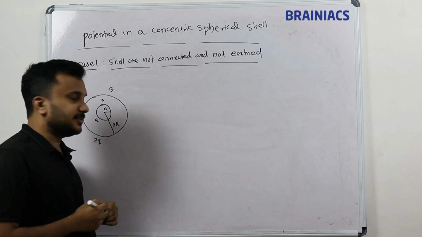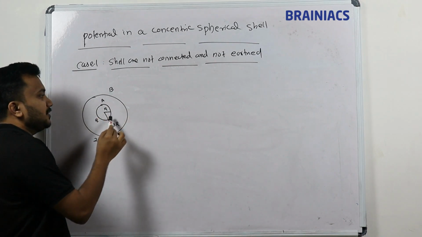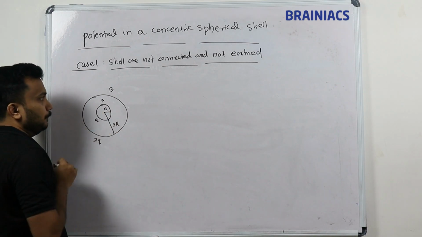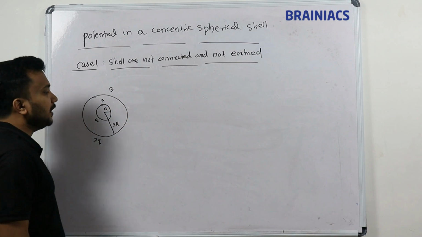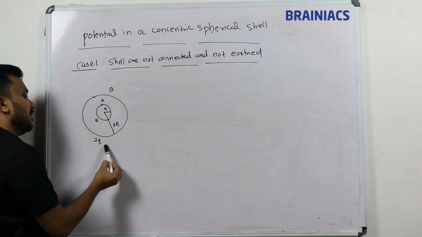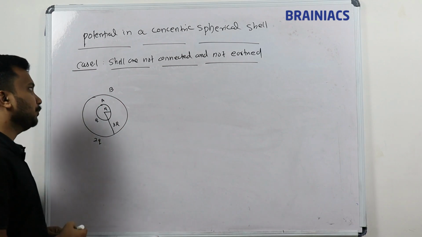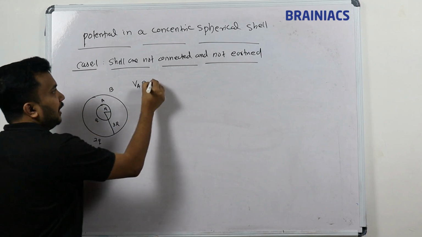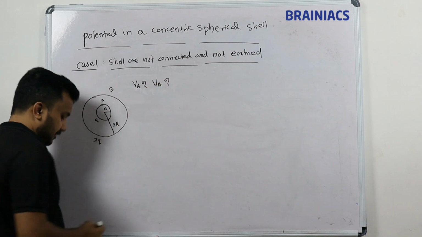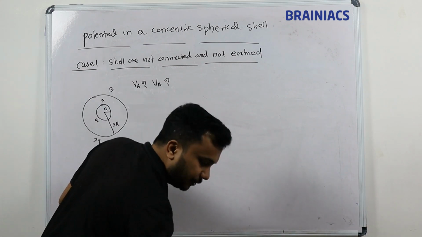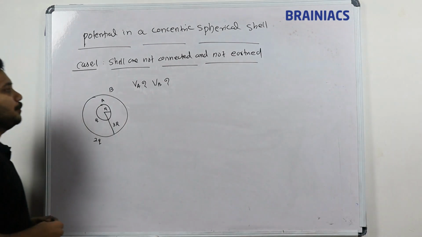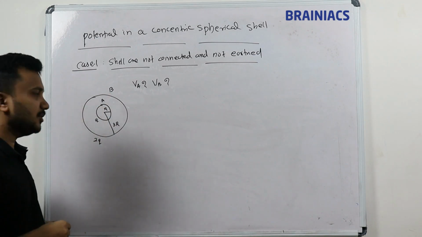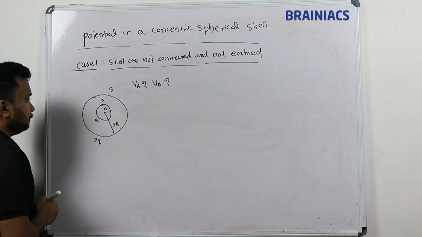So we have a spherical structure, and the inner sphere, named A, has radius R and charge Q, and the outer sphere, named B, has radius 3R and charge 2Q. What is our aim? We are going to find the potential at A and the potential at B. These two things we are going to find here. So two steps: what is the potential at A, and what is the potential at B?